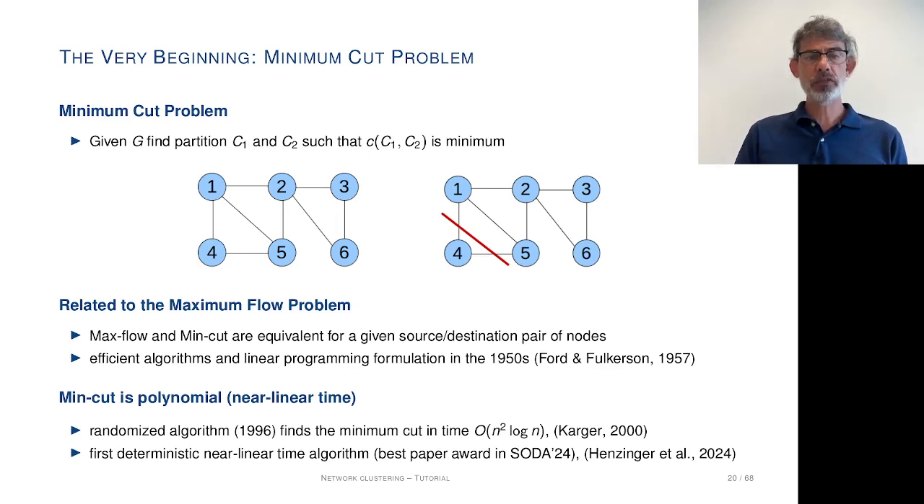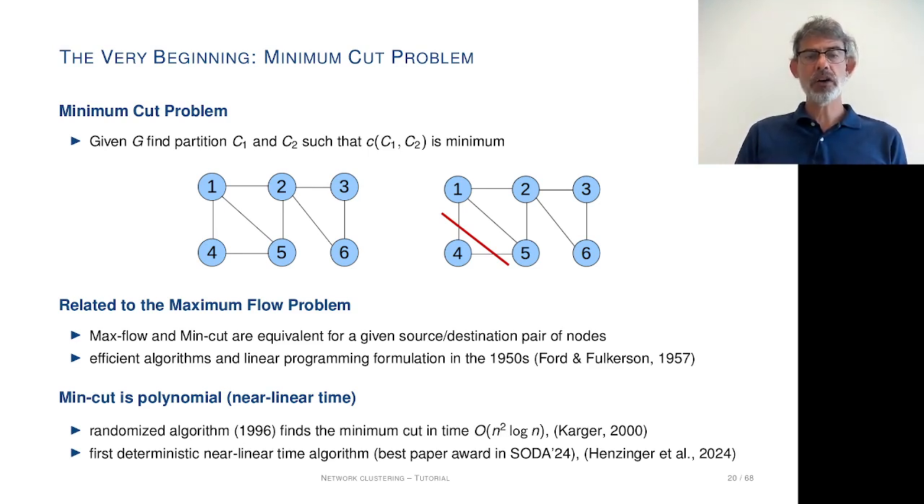This problem is related to the maximum flow problem. The maximum flow and the min cut are equivalent problems when you have a fixed source and destination of nodes in the network, and there are efficient algorithms and linear programming formulations since the 1950s to tackle this problem. The most famous one is the Ford-Fulkerson algorithm for maximum flow min cut. One piece of good news is that min cut is polynomial. This is known since the 50s, but it's also polynomial near linear time.